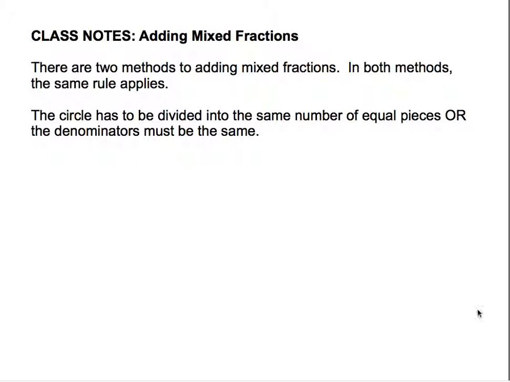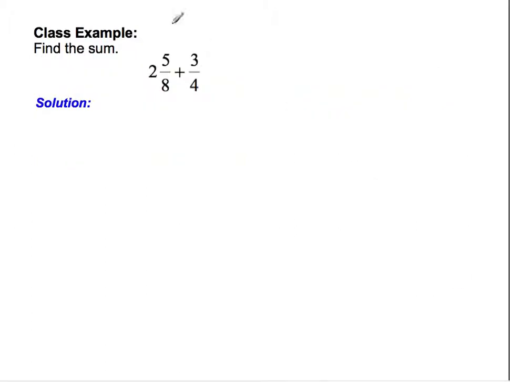So in order not to confuse students, I'm only going to teach one method. The whole idea is we still have to divide the fraction into the same number of pieces. The denominators must be the same. There's only one additional rule. We're going to change all of our mixed fractions to improper.